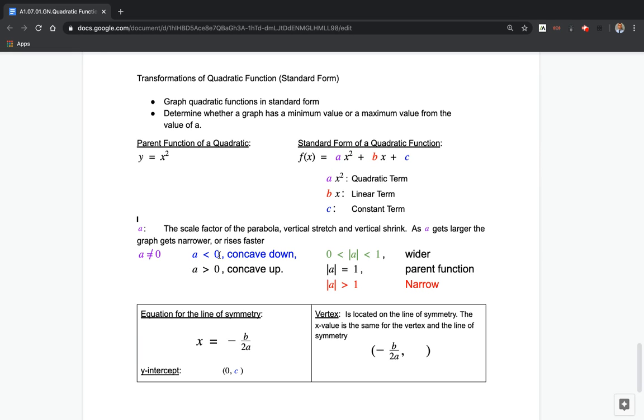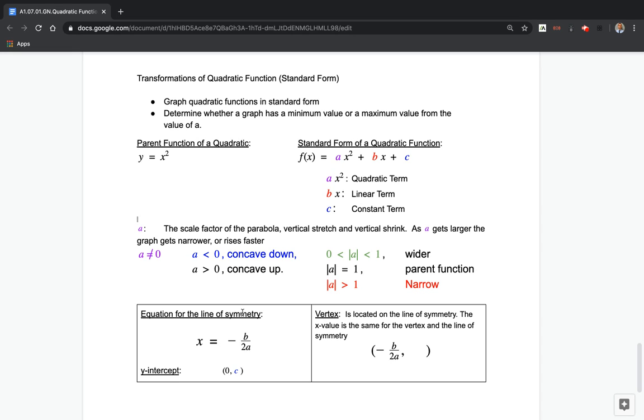If the a value is less than 0, meaning negative, then it's going to be concave down. If the a value is greater than 0, it's going to be concave up. And then depending on the size of the a value, if it's between 0 and 1, basically a fraction or a decimal, the parabola will be very wide. If the a value is 1, it's just going to take the shape of the parent function. And if the absolute value of a is greater than 1, then it will be very narrow.